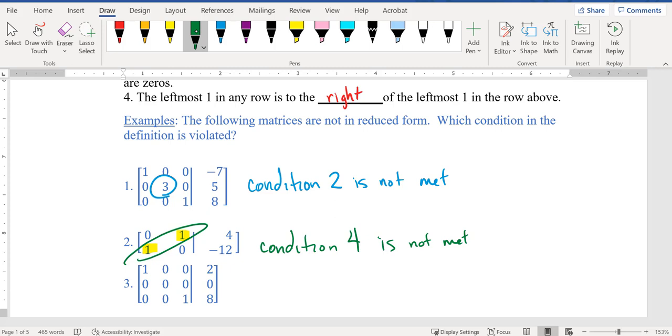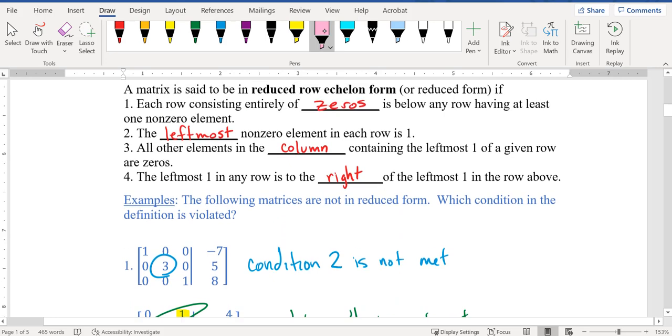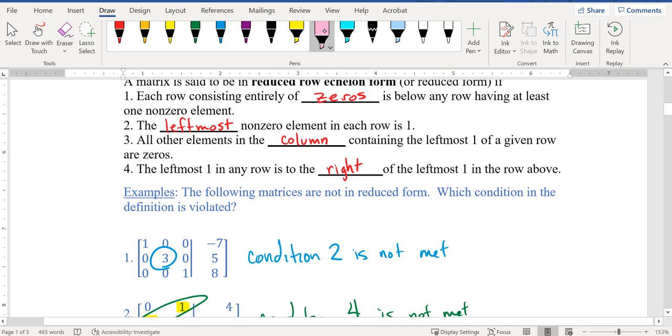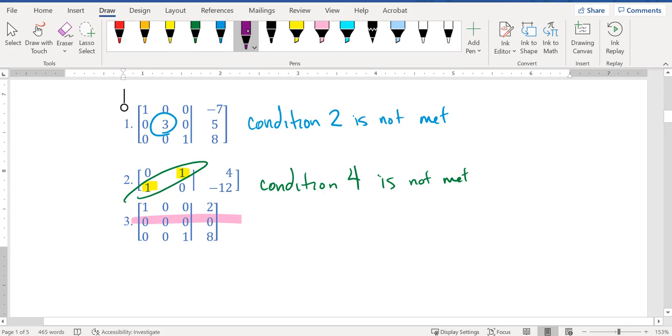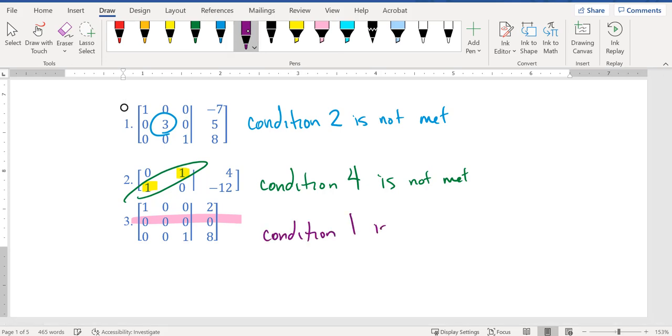Okay, let's look at number 3. Right off the bat, I see a row of zeros right there. Condition 1 says each row consisting entirely of zeros is below any row having at least one non-zero element. So condition 1 is not met. Because that row of zeros should be at the very bottom. It should be row number 3.